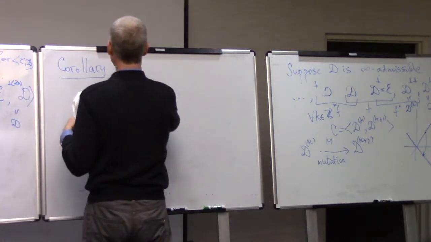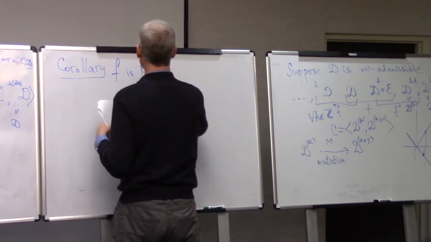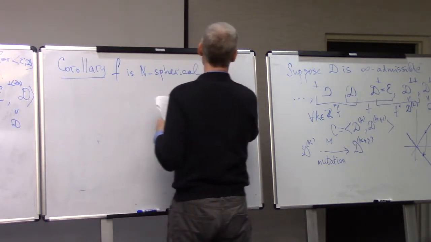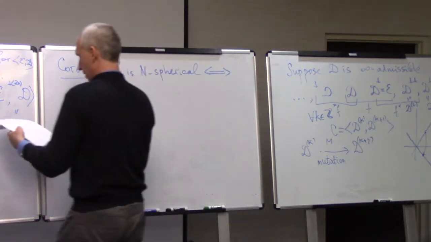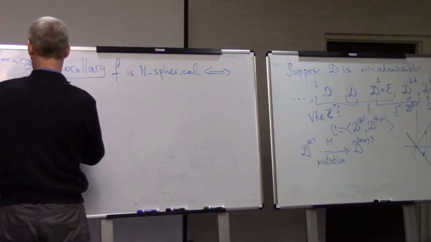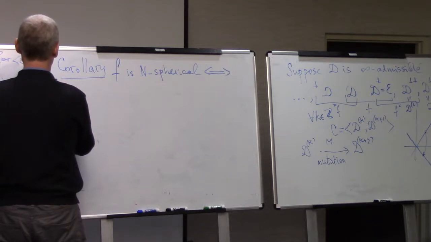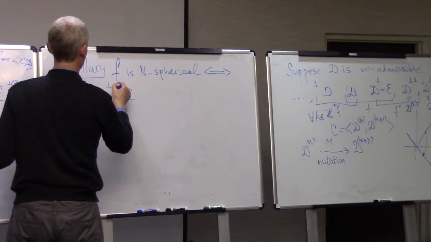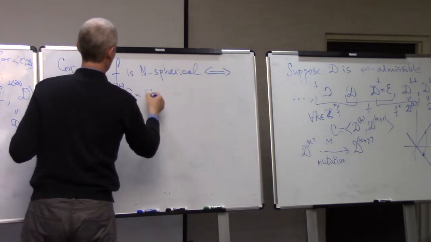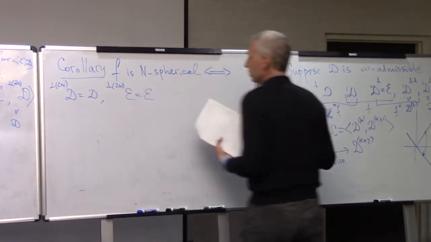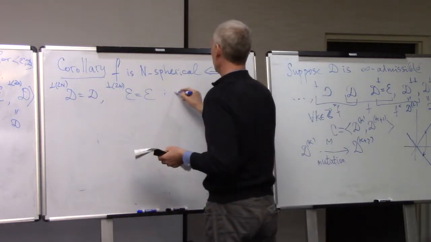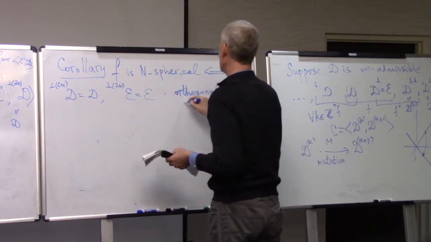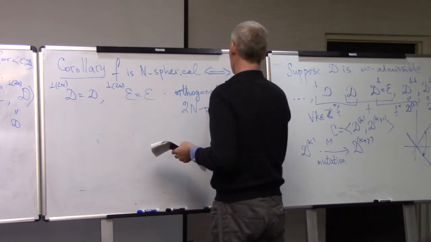So f is n-spherical if and only if D orthogonal to n equals D, and E orthogonal to n equals E. So the chain of orthogonals will be periodic with period 2n.